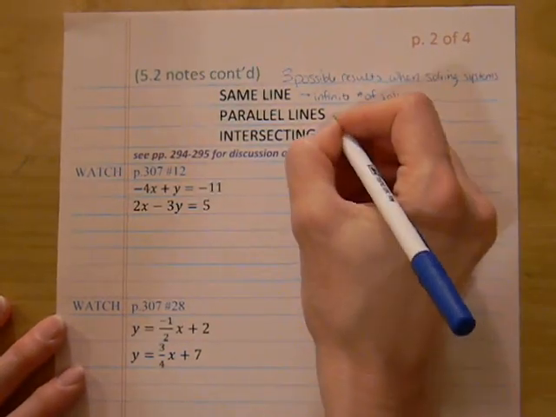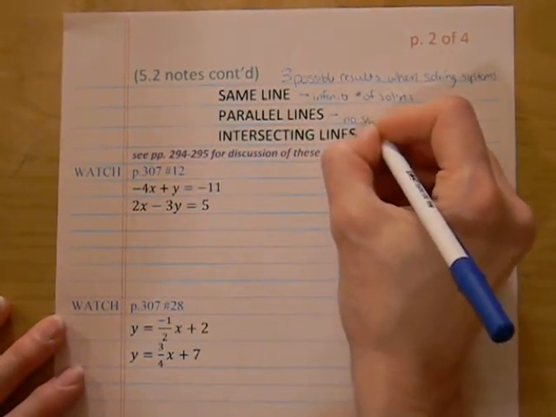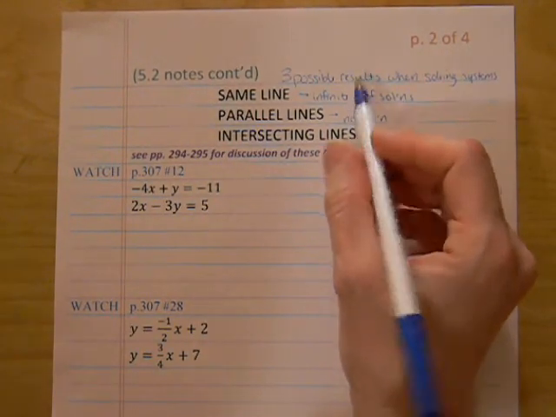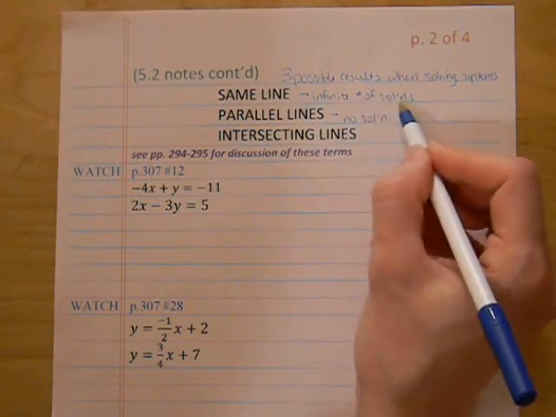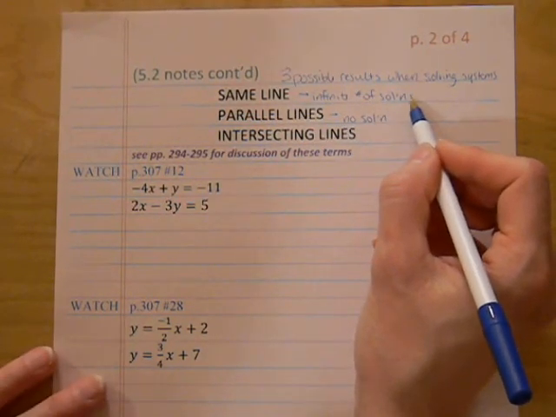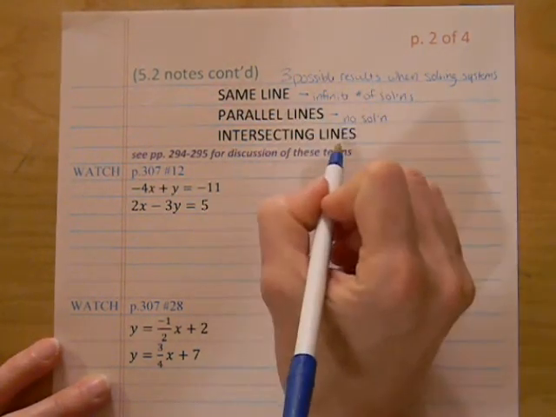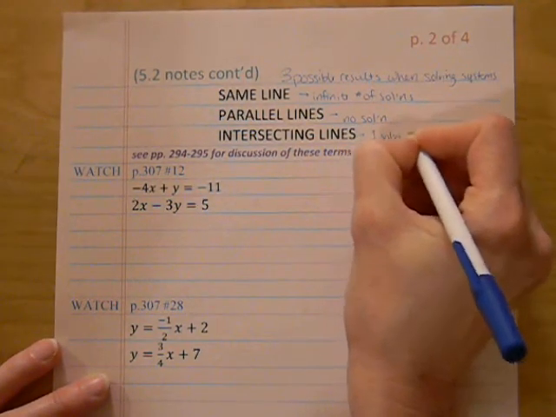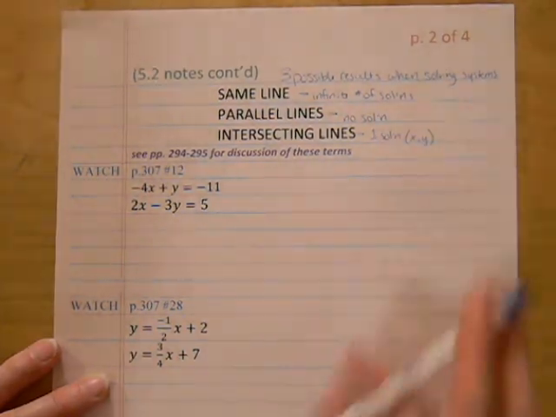Parallel lines is when you would have no solution. There is no point that both lines have in common. Whereas if they're the same line, they have all those points in common. So there's an infinite number of solutions. Intersecting lines is where you just get one solution, one ordered pair, x, y.